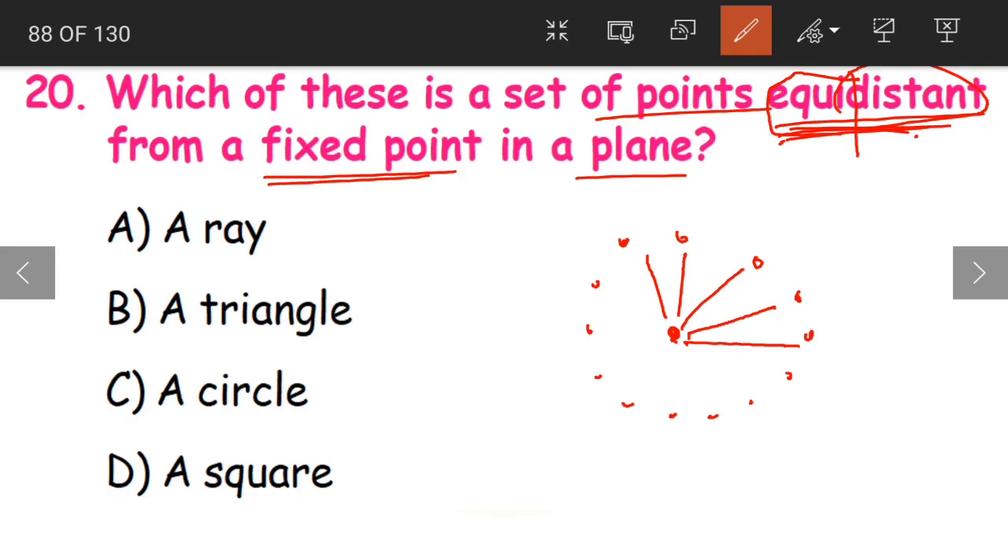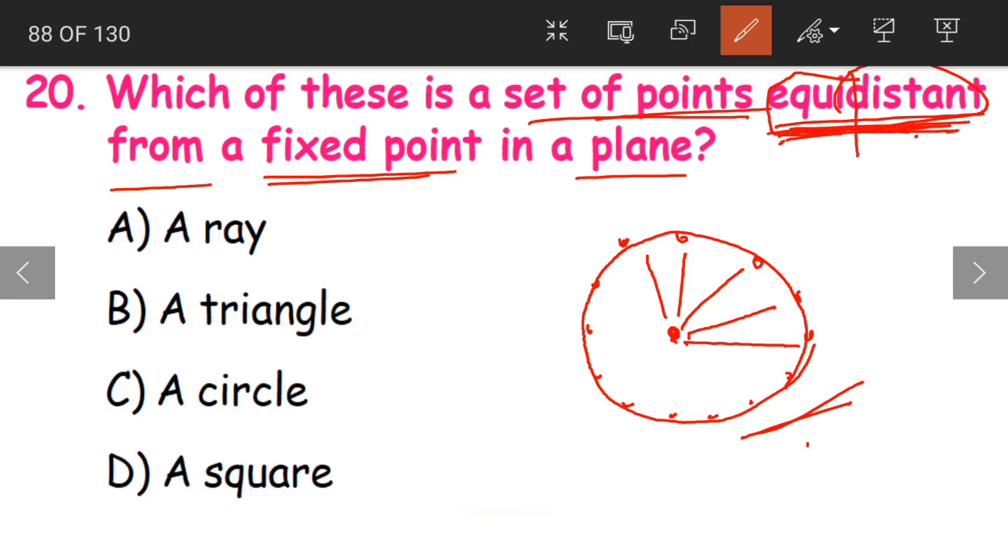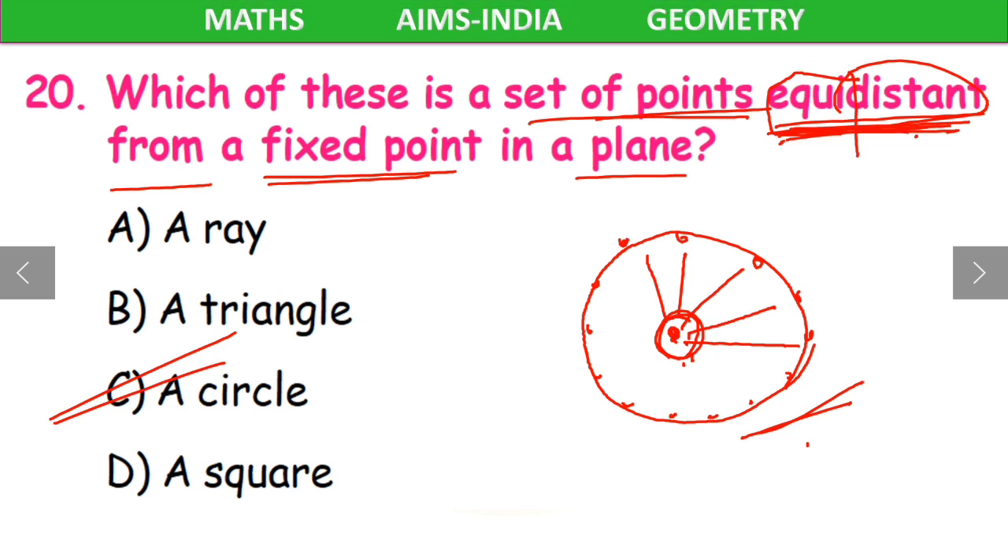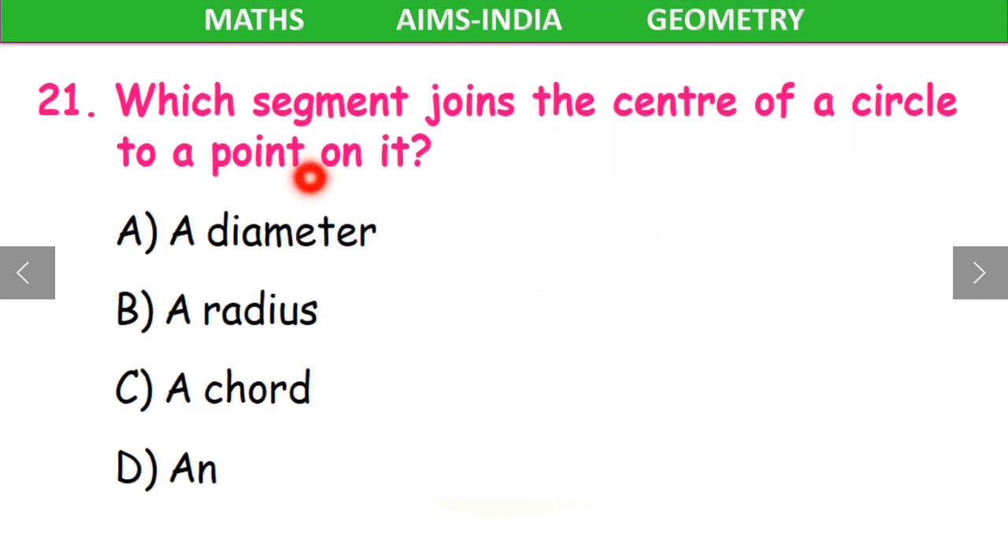So when we place points like this and when we join all these points together, what is formed here? We form a circle. So what is the answer? A set of points equidistant from a fixed point. This point is fixed in the center. Yes. So from the fixed point is called as a circle. That is option C.